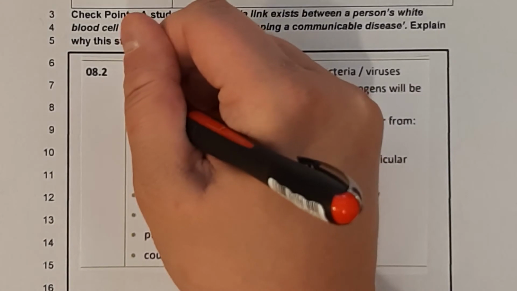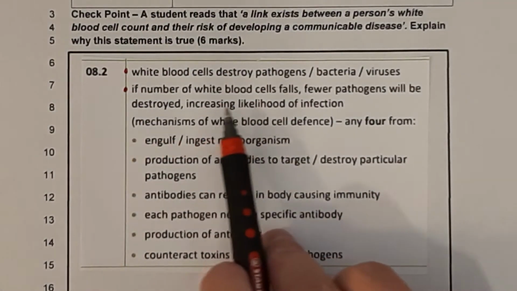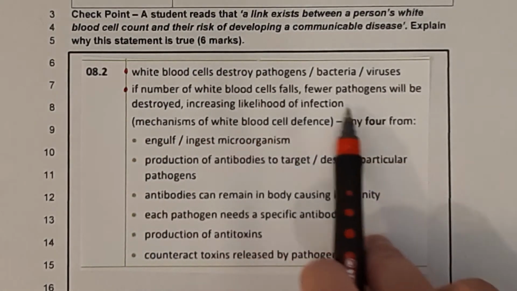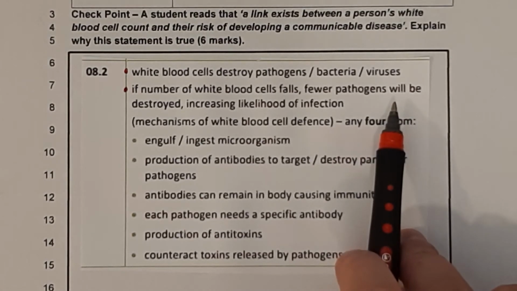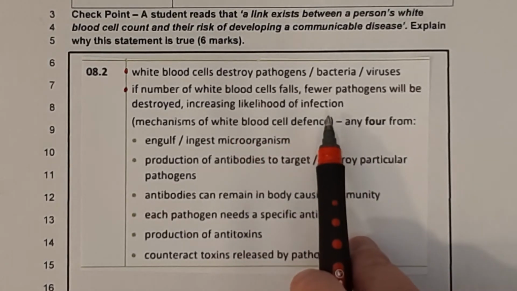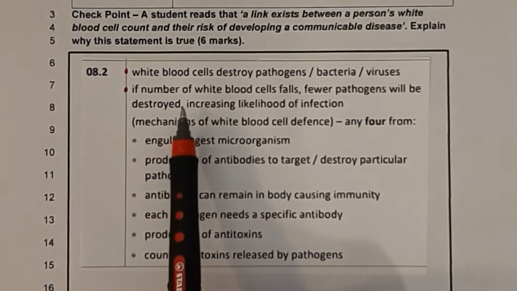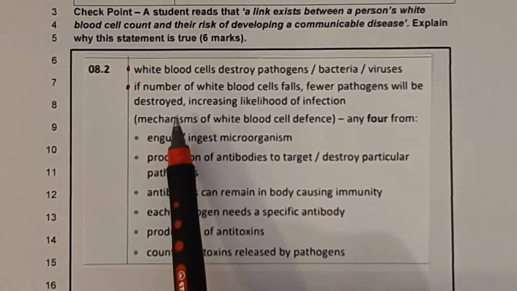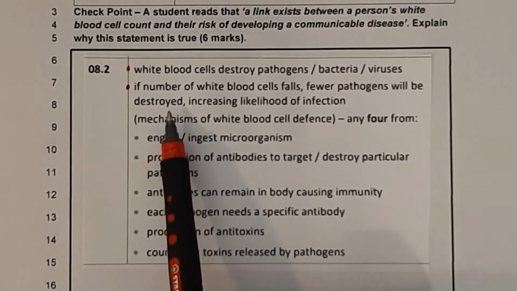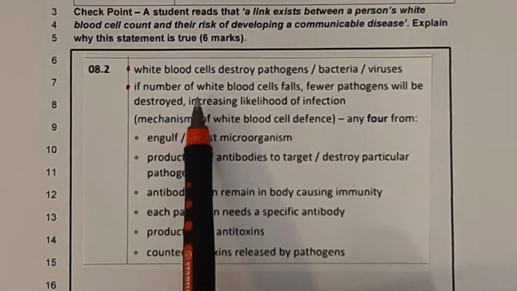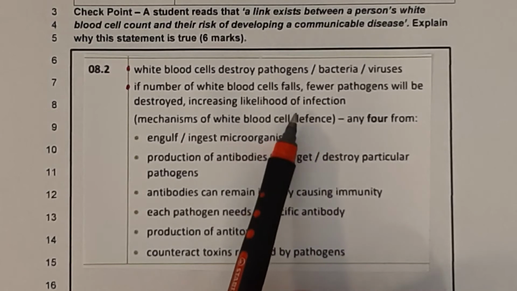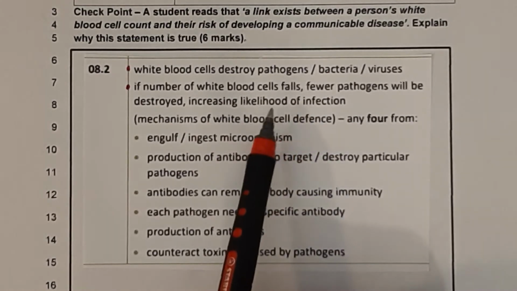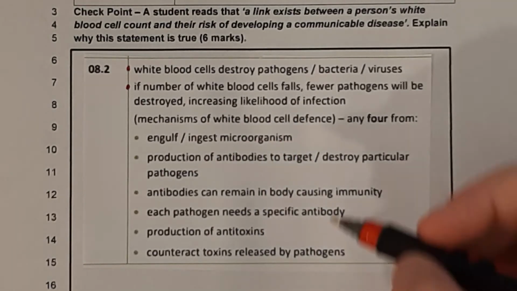And another mark is available for saying that if you have less white blood cells, then you're going to be destroying fewer pathogens and you're going to be more likely to be infected. So even if you just said less white blood cells means you've got less able to destroy pathogens, that would be given, that's enough for the mark. Or if you said that less white blood cells means you're more likely to have an infection, that's also worth a mark. So each of those for 1 mark.